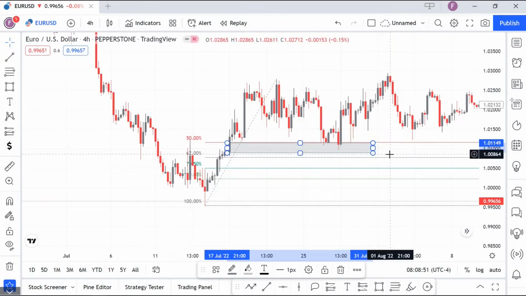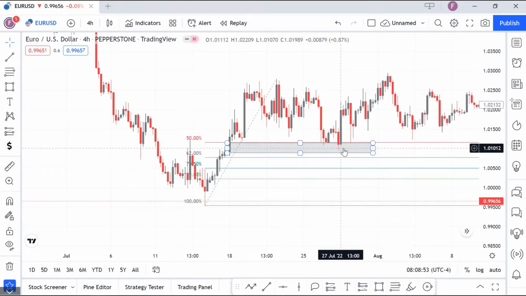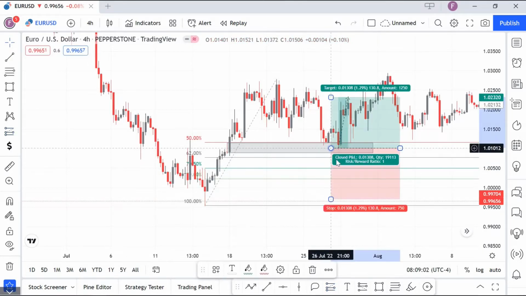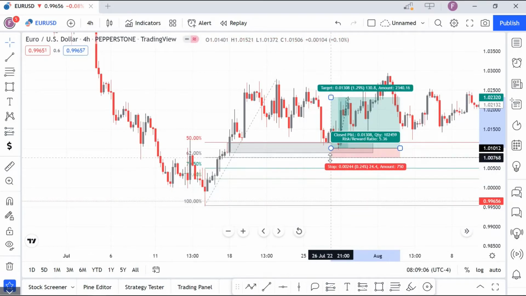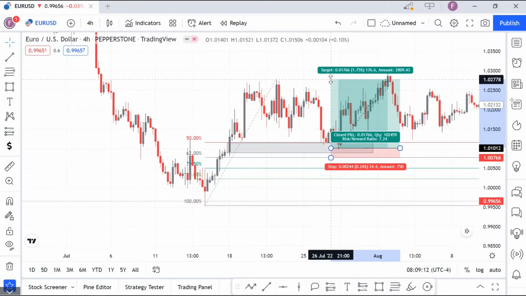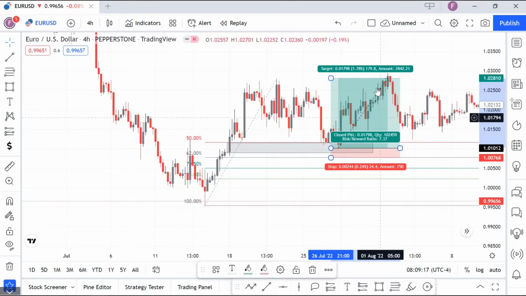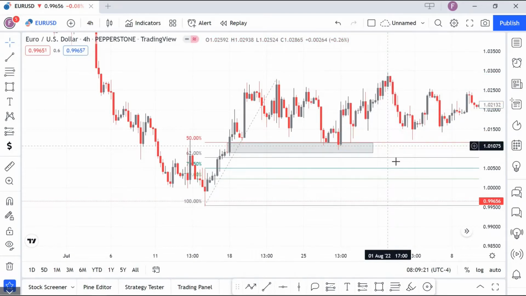It comes and respects that, so you put it at the 50% level of that bullish order block and wait to see how the market plays. The sweet thing about this, just put your stop loss just below and your target just above this size. This is 1.7 RR, very beautiful.